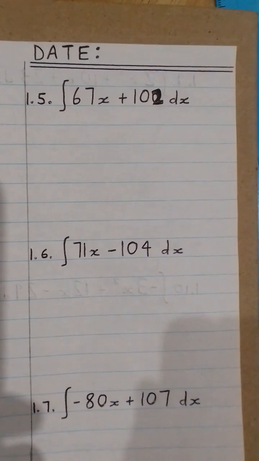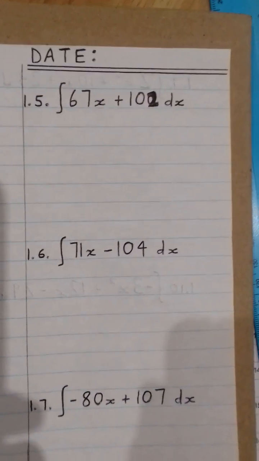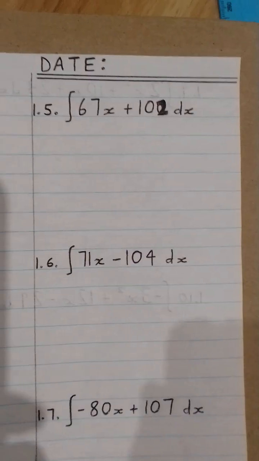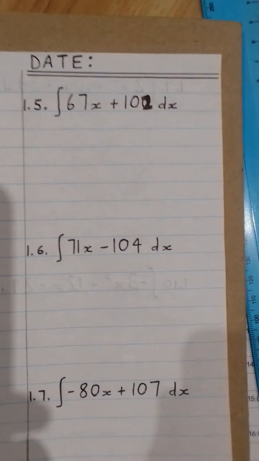1.5, we have the integral of 67x plus 102 with respect to x.